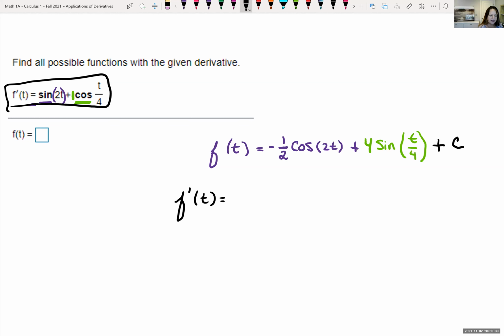And so taking the derivative of negative 1/2 of cosine of 2t, we leave our negative 1/2 alone, times the derivative of cosine, which is negative sine of the inside 2t, times the derivative of the inside 2t, which is 2.